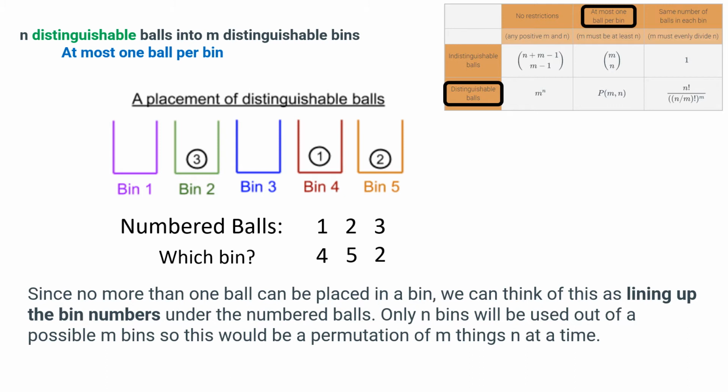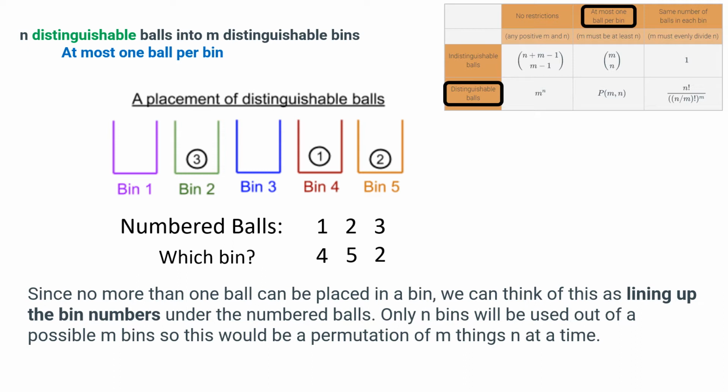So only n bins will be used out of the possible m bins, right? Because remember that n is going to be either the same or smaller than m. It's only how many balls we have where we do this, and that would be n of them. So it's just like saying, let's take all of the numbers related to these bins and line them up in a certain order, but only taking n at a time.